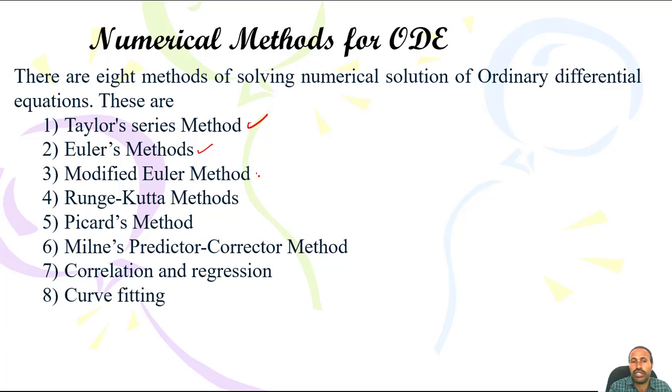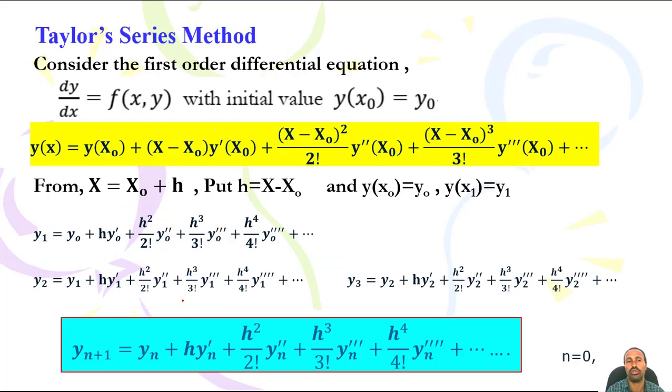We have the modified Euler's method, the Runge-Kutta method, and the fifth one is Picard's method. We also have Milne's predictor-corrector method, correlation and regression, and curve fitting. I think these are the methods of numerical solution of ordinary differential equations. We will focus on the first 4, and I may include some Picard's method or Milne's predictor method in a tutorial problem. So let us see the detail now.